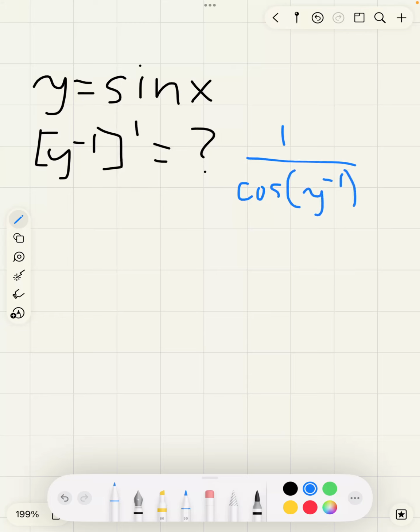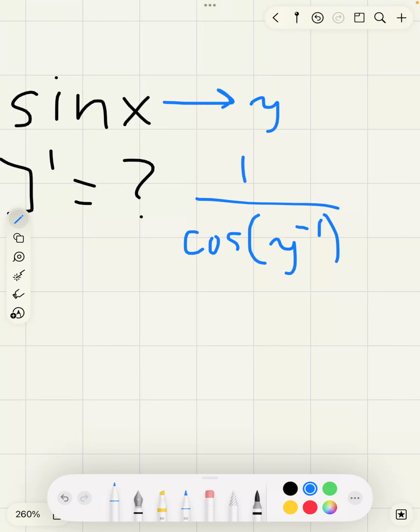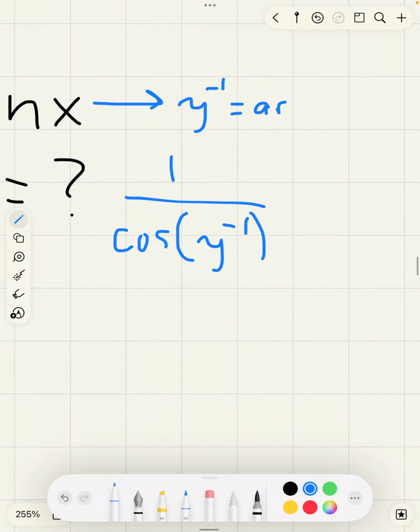All right, and remember when we switched x and y, I always wrote y inverse because that's what that would have to be. Well, we know what y inverse is, right? If I were to ask you what is the inverse of sine of x, we would emphatically say arcsine of x, and not cosecant.